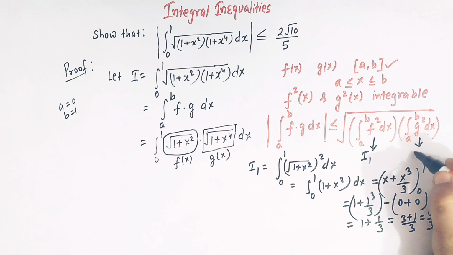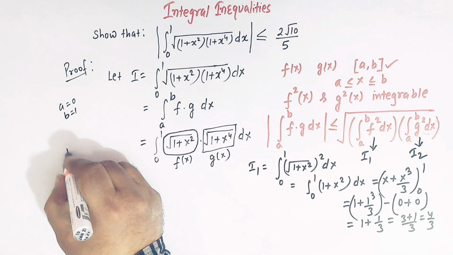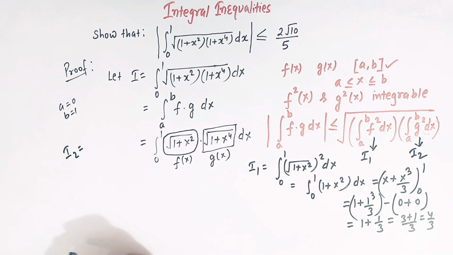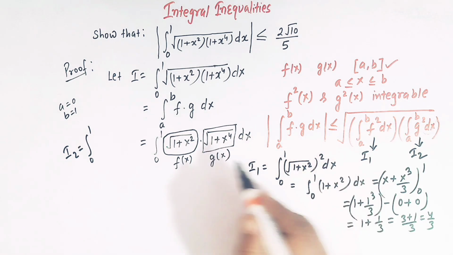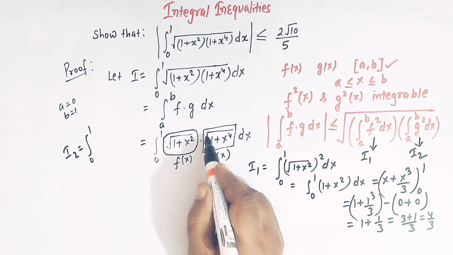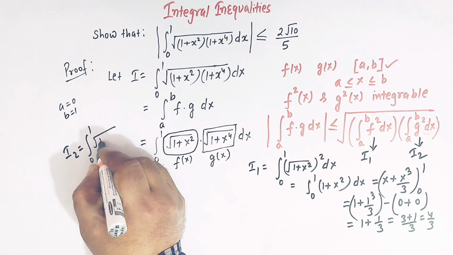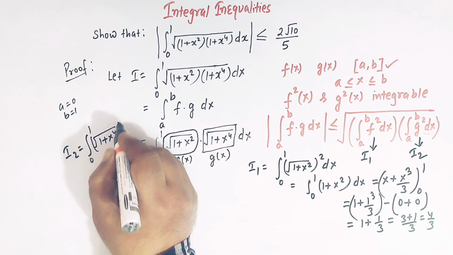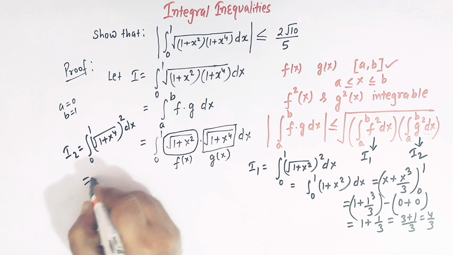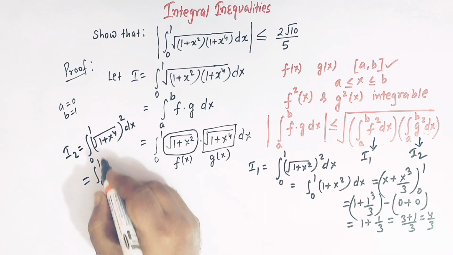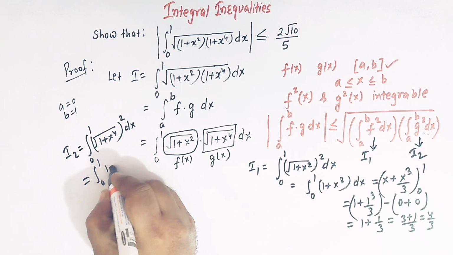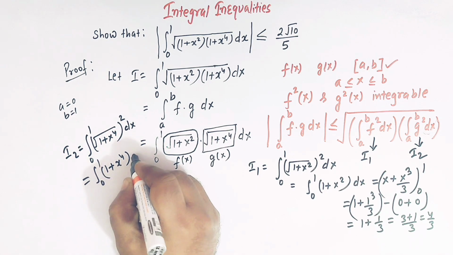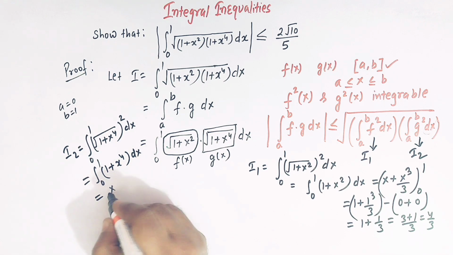Now let us take this integral as I2. So I2 can be written as the integral from a to b, where a is 0 and b is 1, of g squared. Here g of x is the square root of 1 plus x raised to 4. This is squared, this is dx, and now we have 0 to 1, and the square root sign gets cancelled with this square. So we have 1 plus x raised to 4 dx.